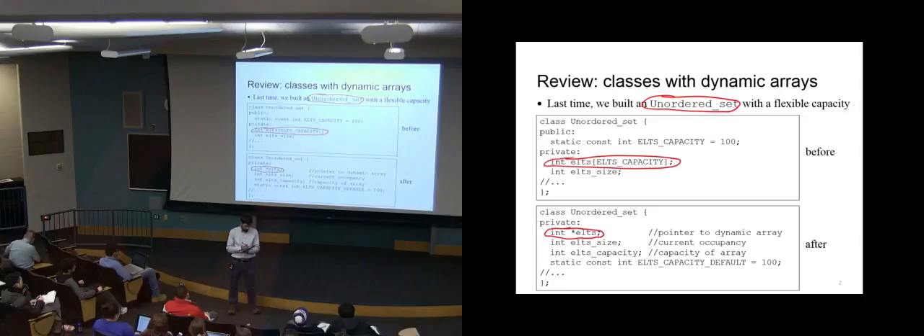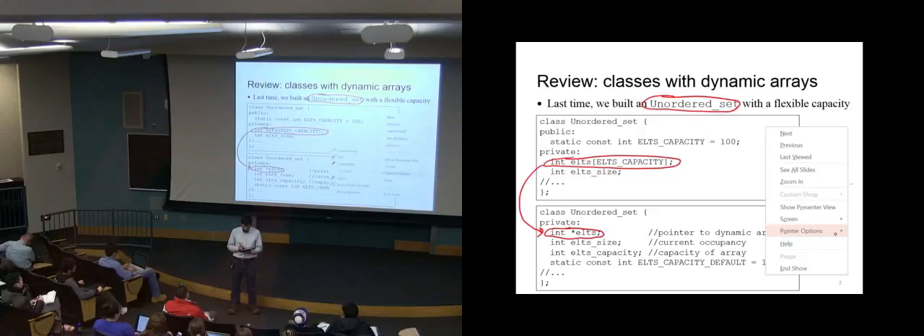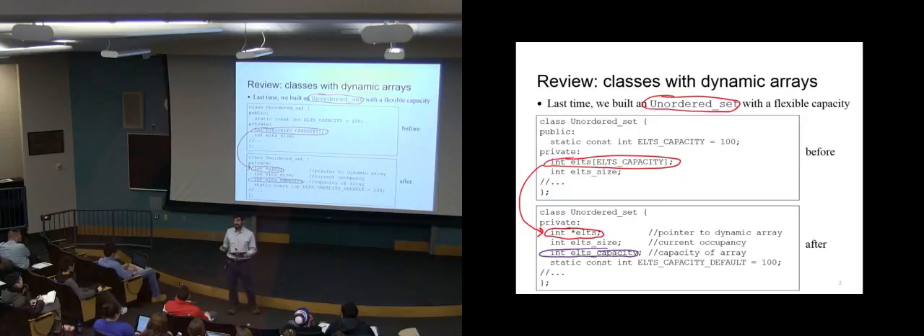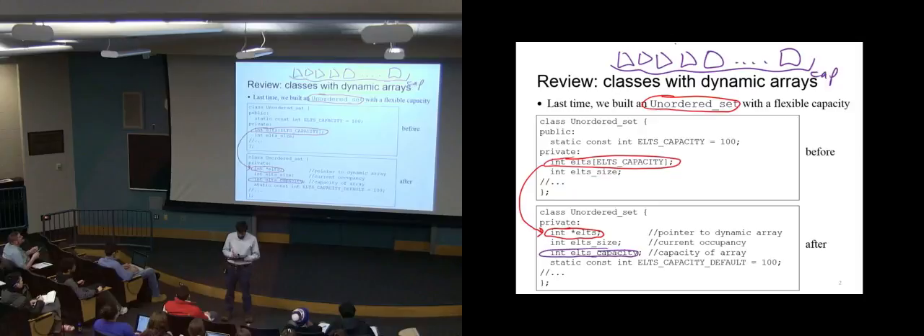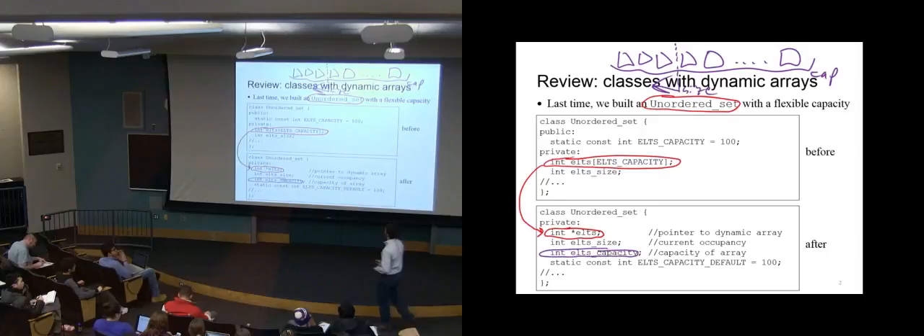When you have a pointer to an array, you need to know the capacity of the array. So now we have the size and the capacity. The capacity is this, and then the size is this. Size is how many boxes I should pay attention to at the beginning of the array, and the capacity is what is the total number of boxes that I could have in this set.